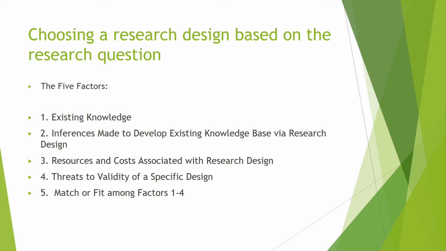The fourth factor is threats to the validity of the specific design. So this goes back to the air bubble. Which research design reduces the size and number of bubbles? Beginning researchers can consider the strengths and limitations of inferences in research based upon design and ways to extend existing research in their study. And factor 5 is don't take any of these factors at face value. What is the match or fit among factors 1 to 4 that could help you decide how to best approach your question?